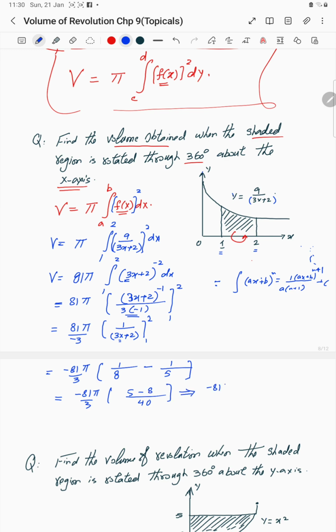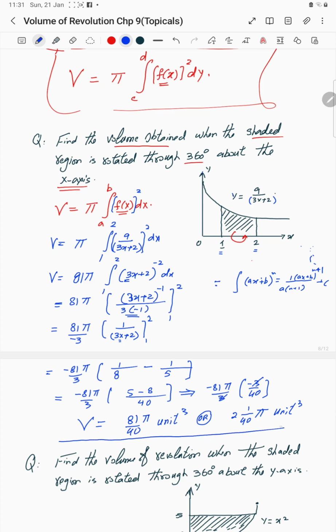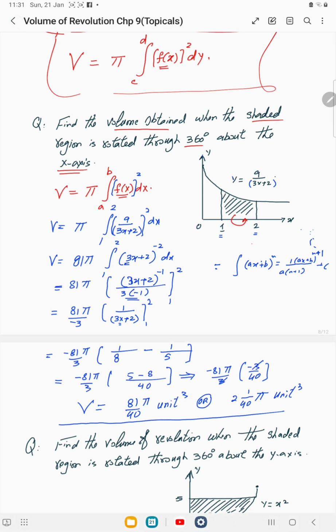So you can write minus 81 pi over 3 times minus 3 by 40. 3 cancelled. So the required volume becomes plus 81 pi by 40 unit cube, or you can write 2 whole 1 by 40 pi unit cube. That is the answer for this question. So don't forget to square the function, because it's the area, square of area with the integral.